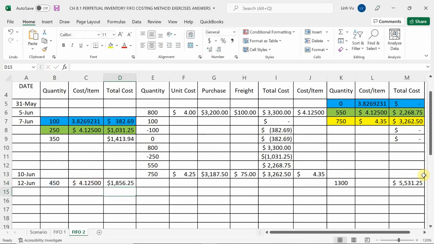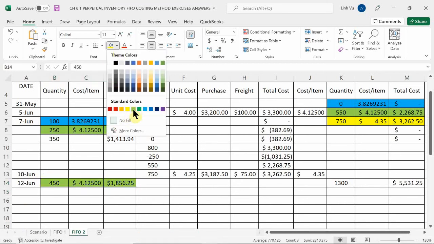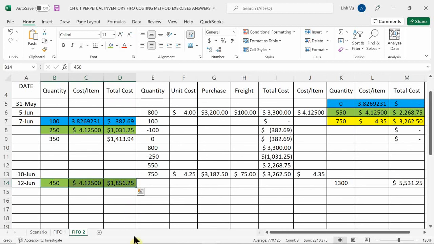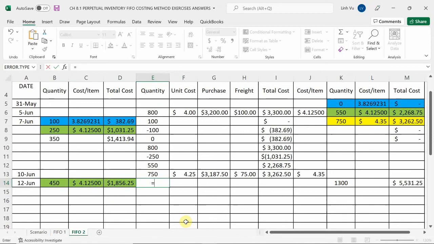$1,856.25. Good. And this is my green batch. Okay. So therefore, that's what I'm going to do. I'm going to do my calculations here because let's see where we left off. We had a total of 550. We just sold 450. So therefore, we should have 100 left.